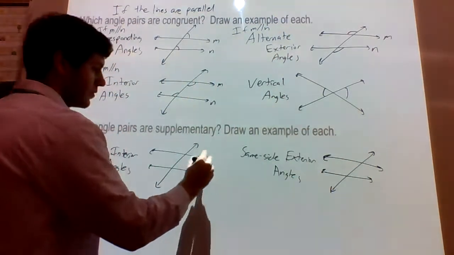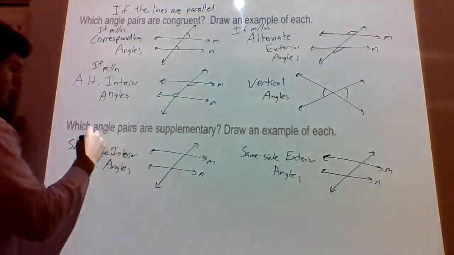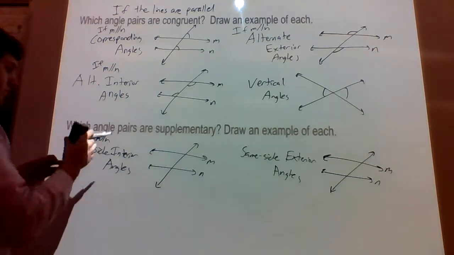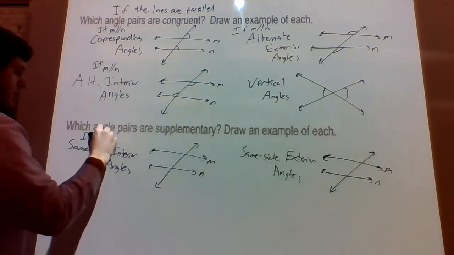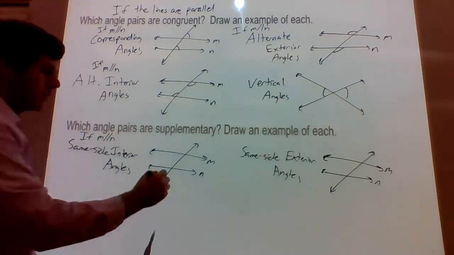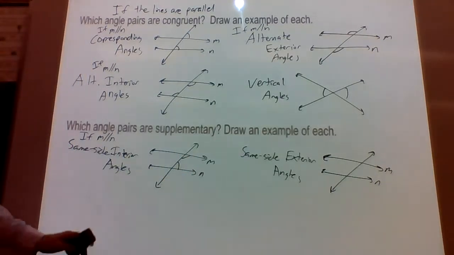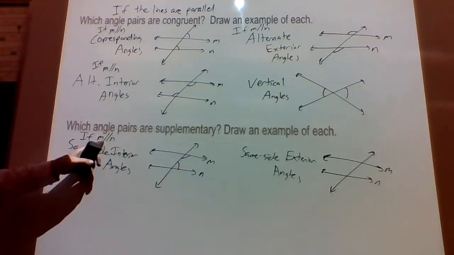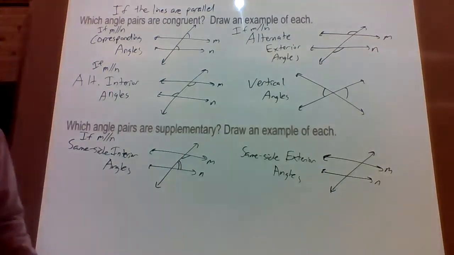Okay. So same side, so if this is M and N, if M is parallel to N, it's sloppy. If M is parallel to N, then the same side interior angles are going to be supplementary. Okay, that's the same side interior angle theorem, which says if M is parallel to N, then the same side interior angles are going to be supplementary.